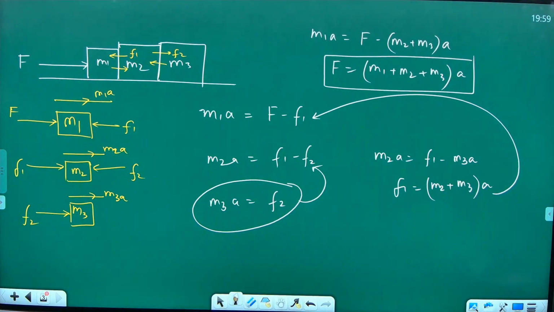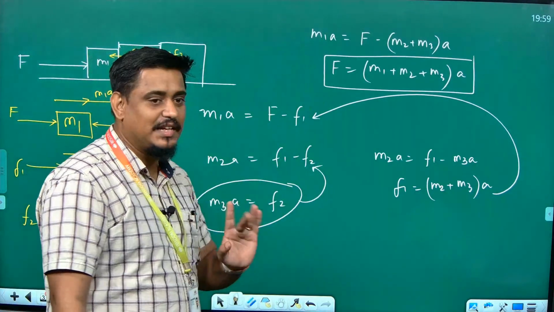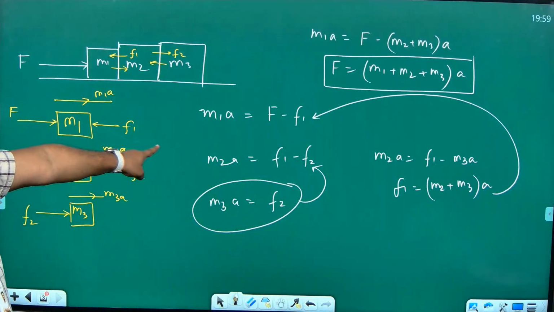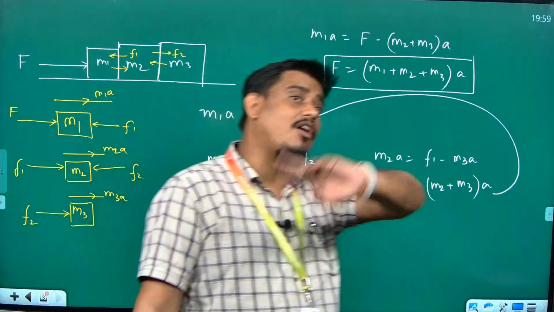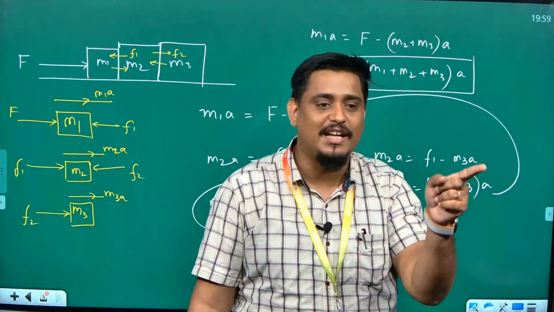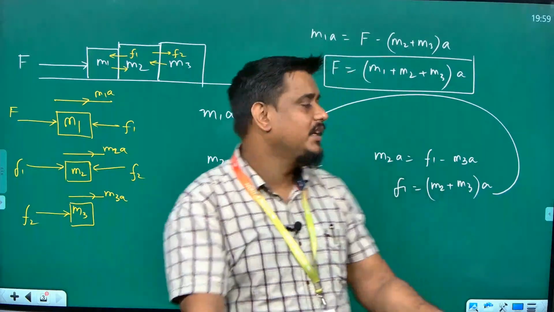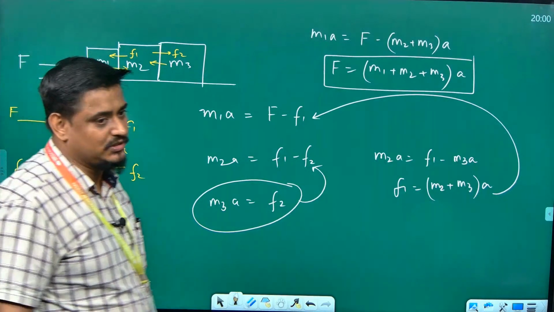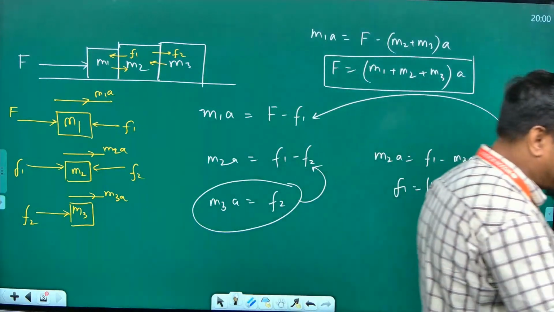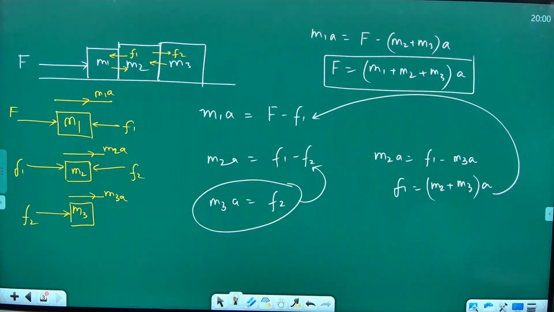But again I am repeating, they are not going to ask you to find acceleration or find force. They are going to ask you to find the contact force between M1 and M2, or the contact force between M2 and M3. That can only be got if you have these equations made correctly. Otherwise, you will not be able to get answers from this kind of question. Is it clear to you? Does anybody have any doubt in this?